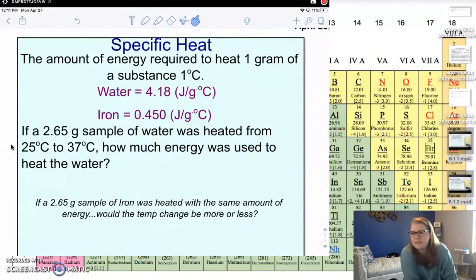So specific heat, this is our new term. This stands for the letter C in the equation Q is equal to MC delta T. Your definition of specific heat is the amount of energy required to heat 1 gram of a substance 1 degree Celsius. So if you dig into that a little bit more, specific heat is probably a concept you've been very aware of, even if you didn't actually know its definition.